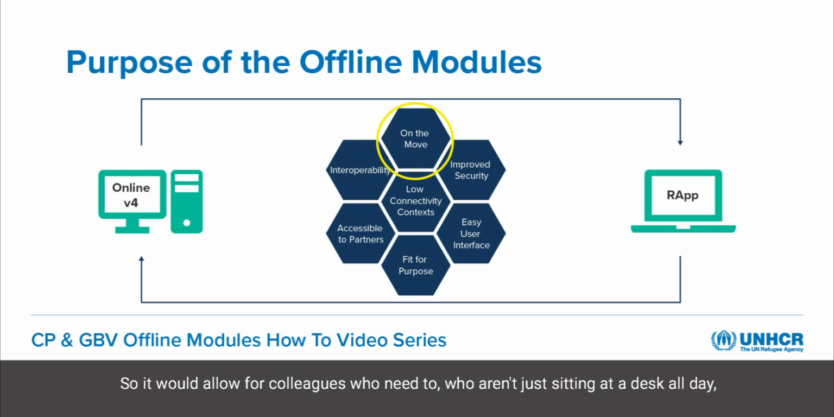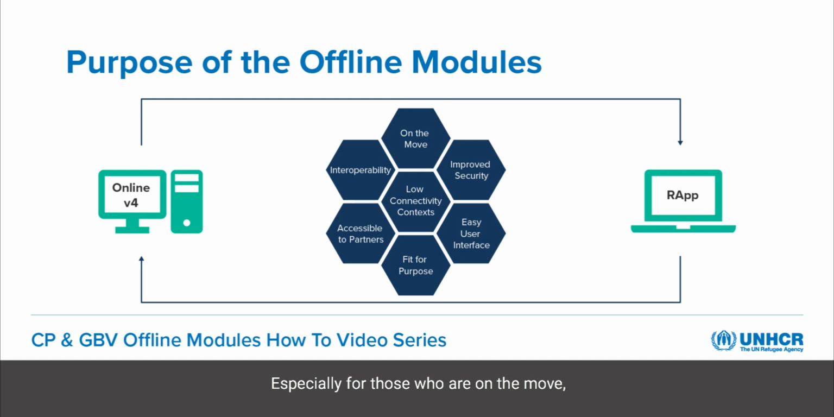In addition to making V4 accessible to low connection contexts, it also allows for greater documentation on the move. So it would allow colleagues who aren't just sitting at a desk all day, but are needing to move around and do their work with individuals on the go, to do their documentation more easily. Especially for those who are on the move, it would allow for this documentation to be done in a manner that is more secure than perhaps just pencil and paper. When documentation and notes are taken in the RAP application, they have the same stringent security models and user profiles as we find in the proGres V4 online version, meaning that the data is quite secure even when you're not sitting in a more secured office.